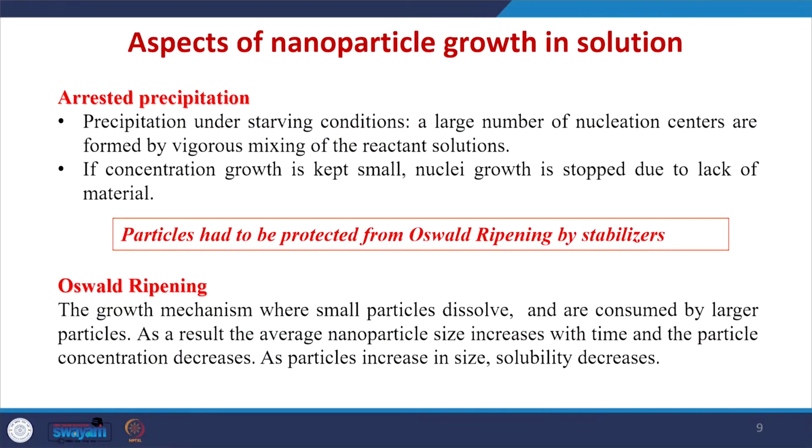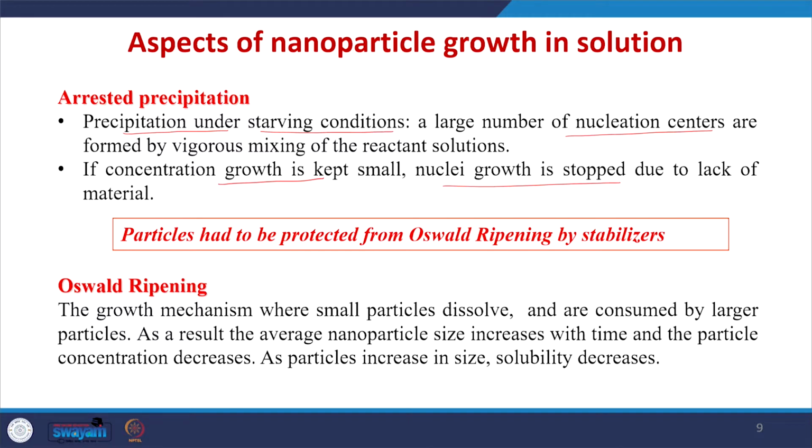We can control the nanoparticle growth in solution by arrested precipitation, that is precipitation under starving condition. We can create a large number of nucleation centers by vigorous mixing of reactant solution. Followed by that, we can keep the growth concentration small. In this case, the nuclear growth is stopped due to lack of material. This is called arrested precipitation.